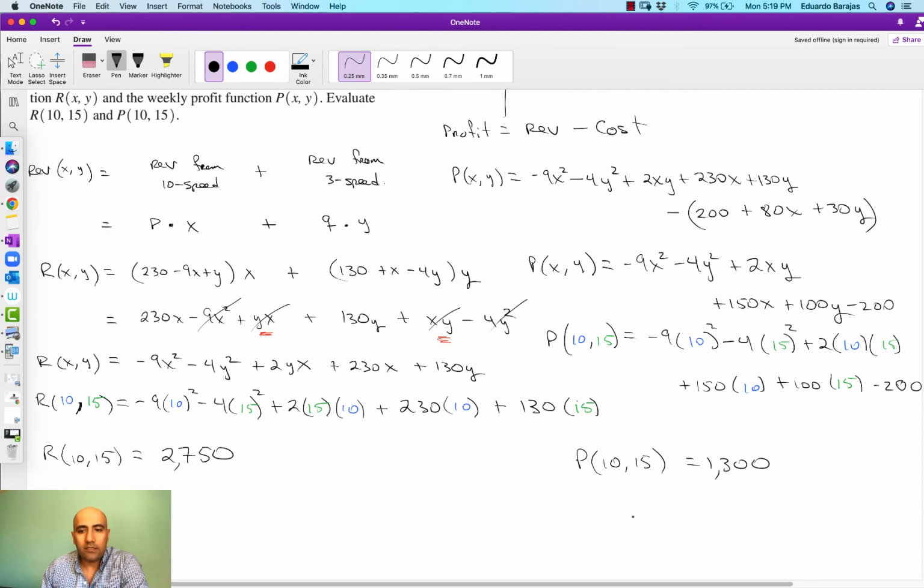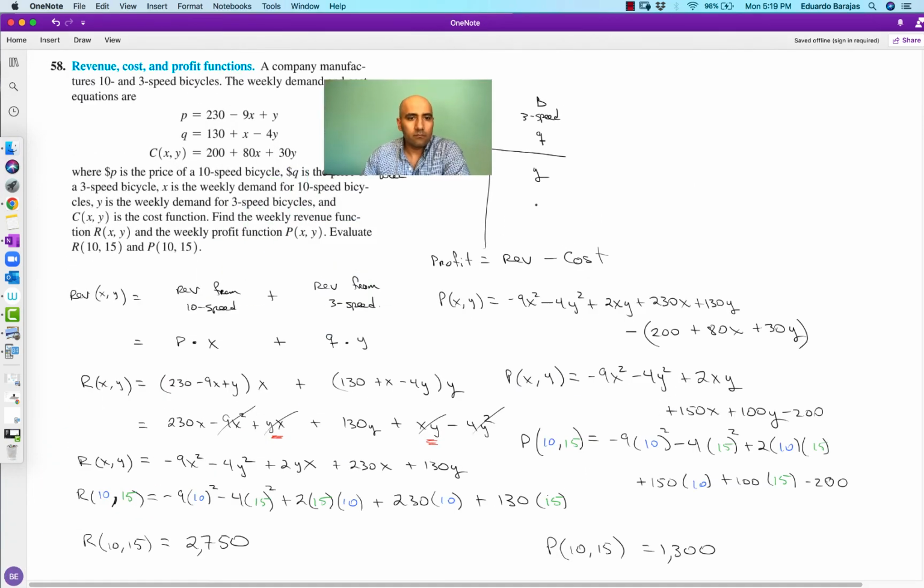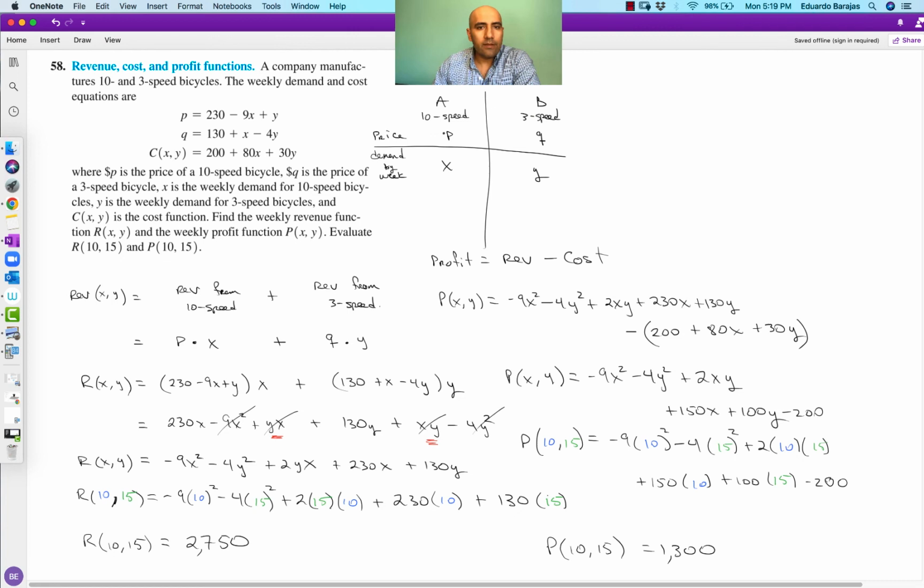This is when we produce 10 units, right? X, oh, let's zoom out a little bit. Okay, so when we have P, price for the 10-speed bike, and of course, if we wanted to find the price, we would input 10, 15 into this equation. 10, 15. Let's just go ahead and do that.